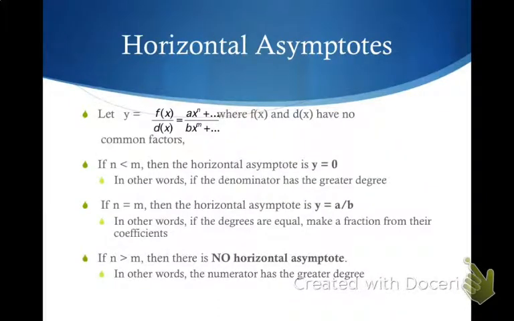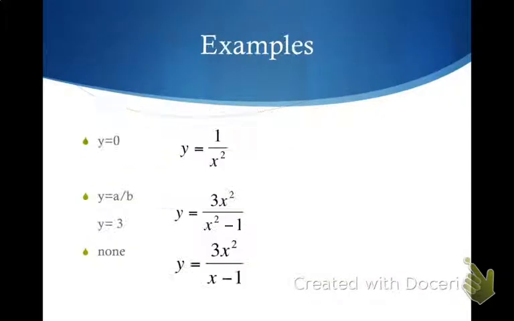For horizontal asymptotes, there's a few rules you need to remember. If the degree of the denominator is higher than the numerator, you get an asymptote at y equals 0. If they're equal, you make a fraction with the leading coefficients. And if the numerator has the greater degree, you get no horizontal asymptotes. Here's what that looks like.